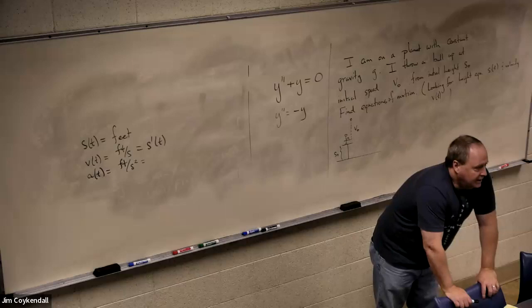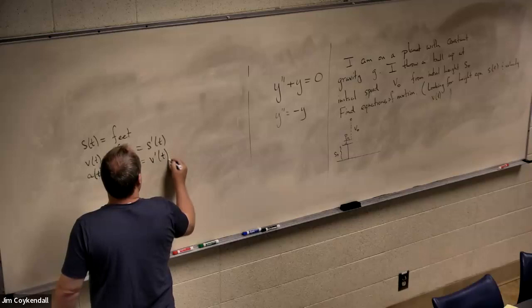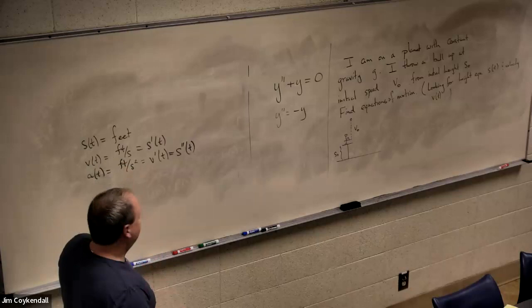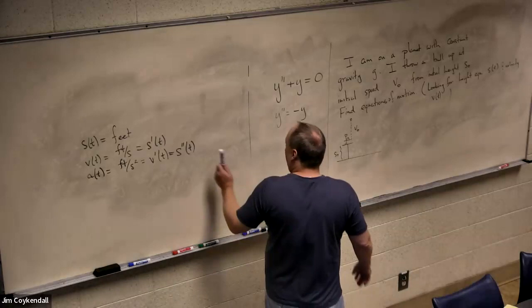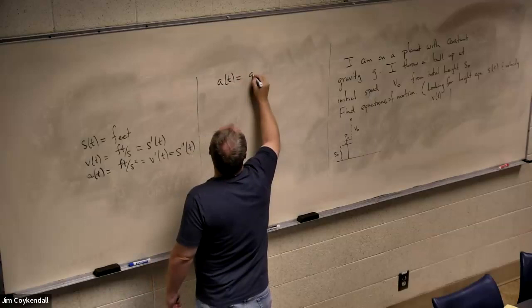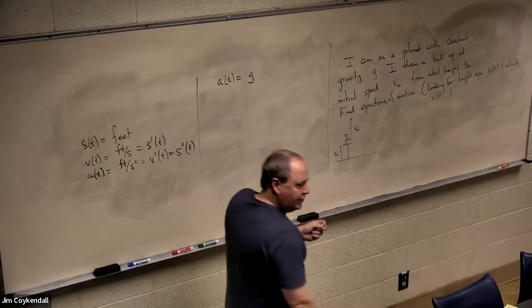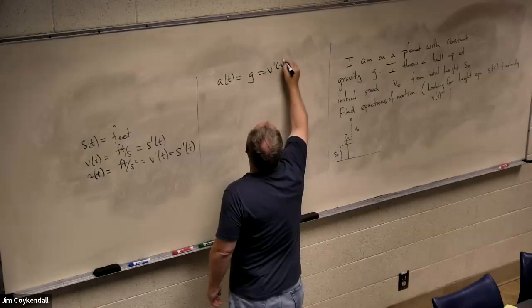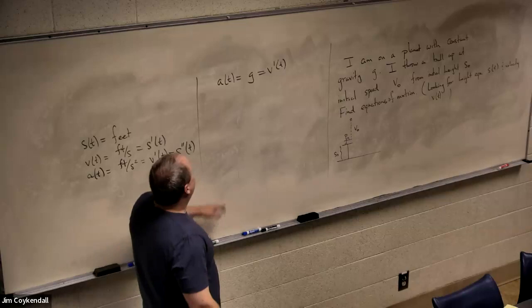Okay, so what's the relationship between A of T, V of T, and S of T? This is the change in velocity, so it's two derivatives. That's all we need. Right there, that is all we need, because this is an exercise in antiderivatives. What do we know? We know that A of T is equal to G, whatever my gravitation is. That's a constant number. And this is V prime of T. So I have V prime of T as a number.